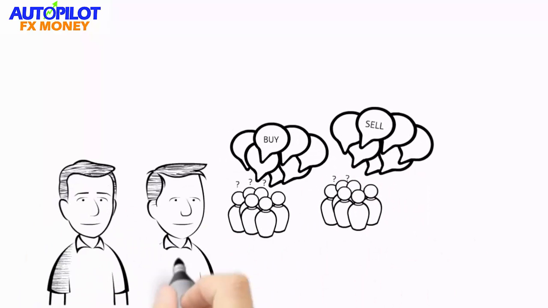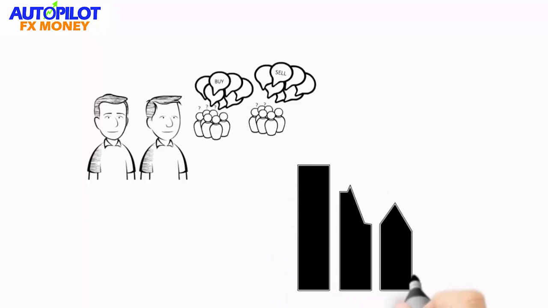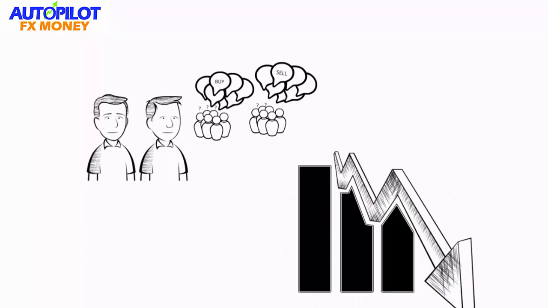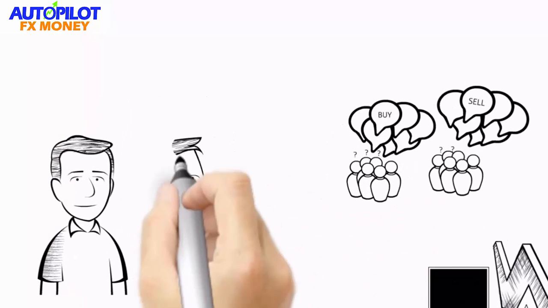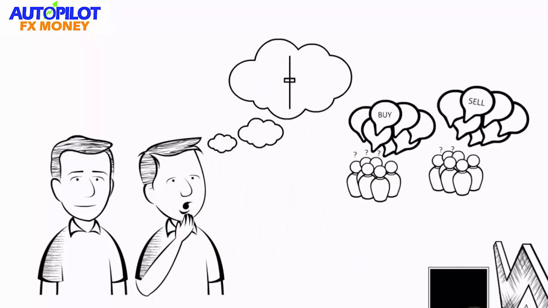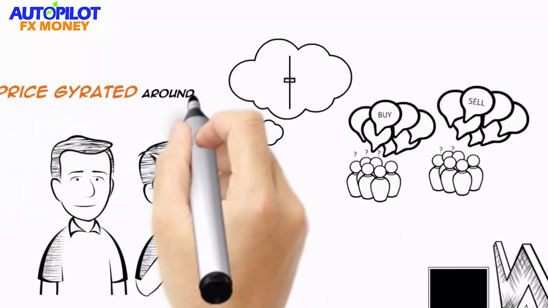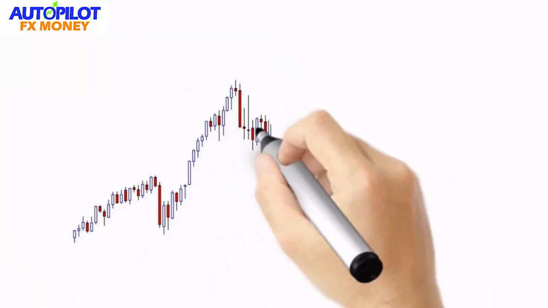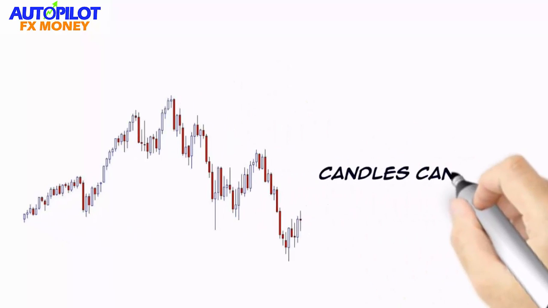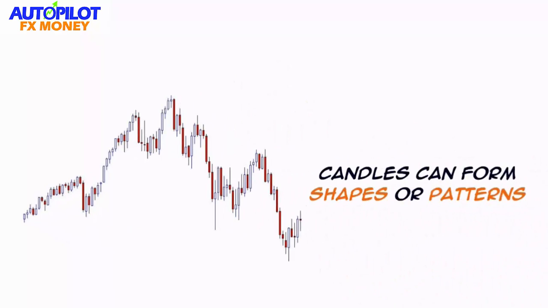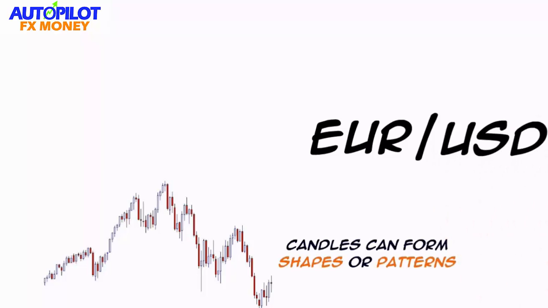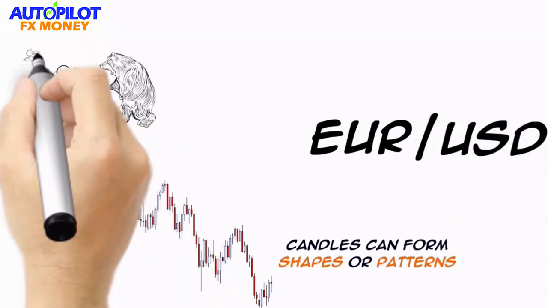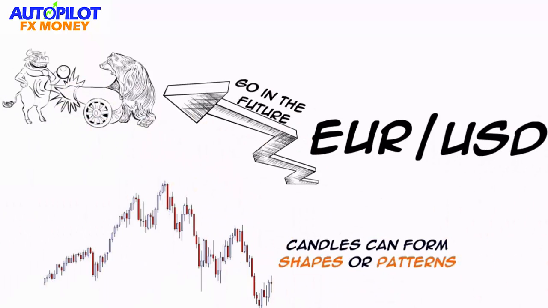During the period this candle covers, traders were selling, and price was heading lower from the start. Conversely, a candle like this one showed that traders couldn't make up their mind. Price gyrated around its opening level, and after lots of movement, wound up virtually unchanged. Similarly, whole sequences of candles can form shapes or patterns that suggest both what markets are feeling about a given currency pair or other asset and where price is likely to go in the future.